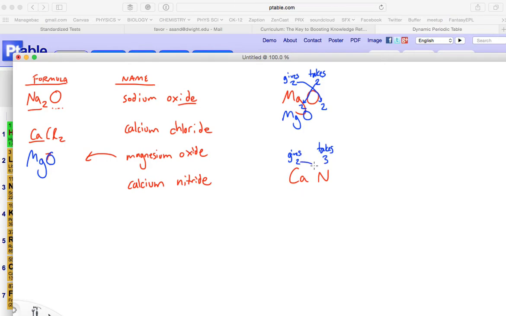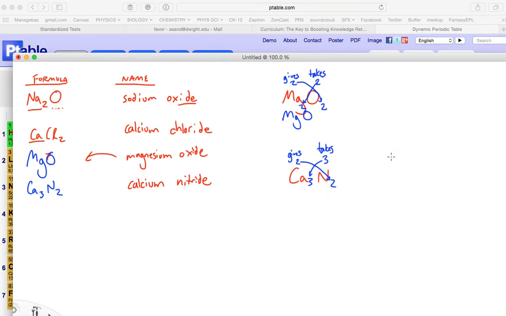So if we crisscross applesauce, it's going to be 3, and that's going to be 2. And you can't reduce that anymore, so it's Ca3N2. That's the proper formula for calcium nitride. It could not be anything else.